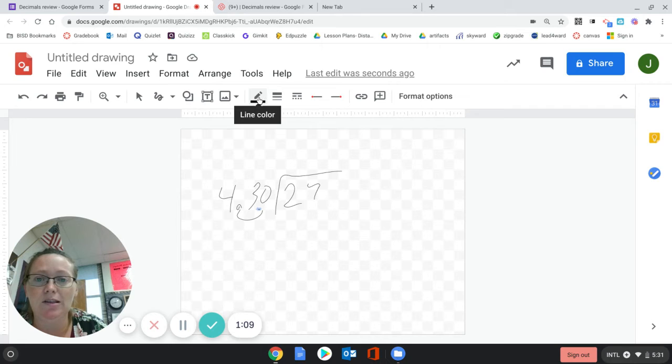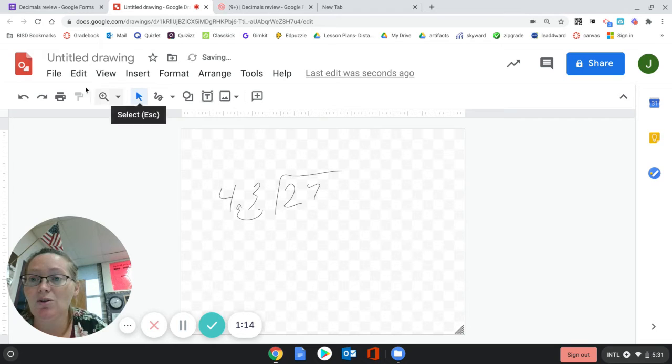I wonder if I have an eraser here. I don't know if I do. Is that an eraser? Oh, that's an eraser. Look at that. So it just goes away.